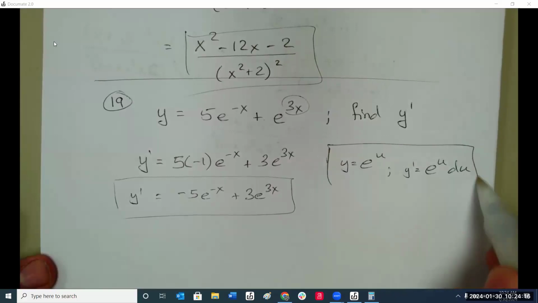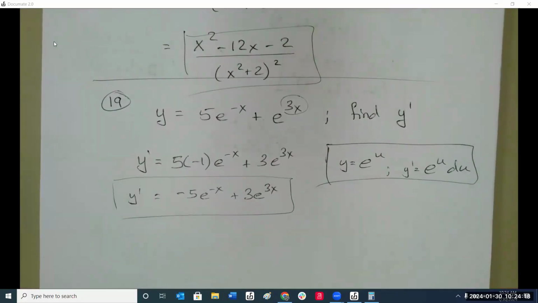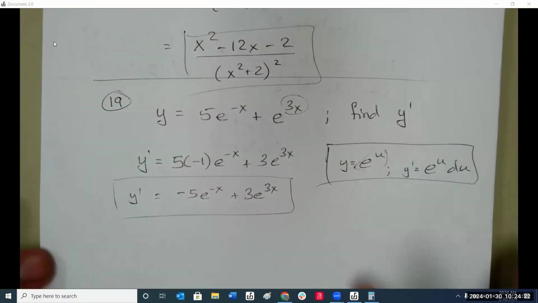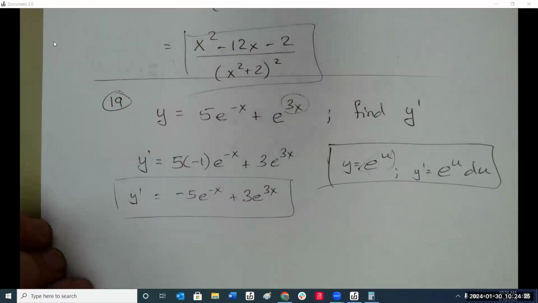Yeah. For ease, that's why I love e to the x. It's just leave it alone and take the derivative of the exponent. Almost impossible to go wrong with that.